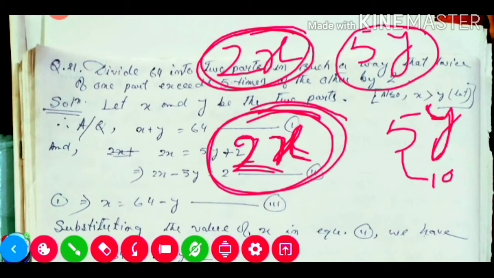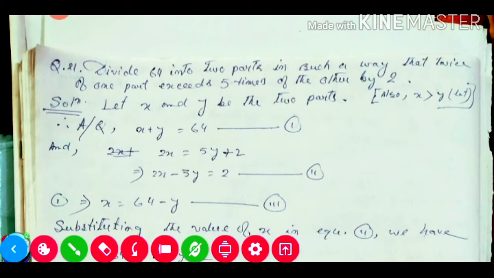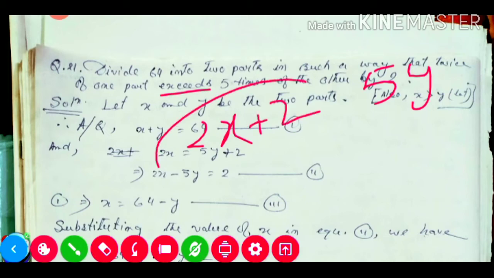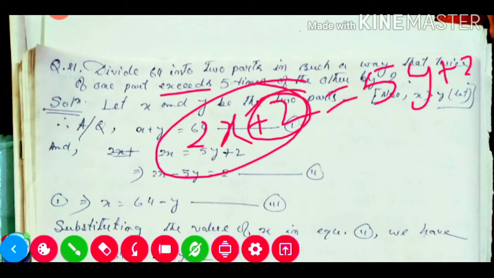That time this part will be 2 less, not 2 less, what is told here, exceeds, that means 2 more will be. So this 2 more, 5 times, then this one will be about 2 more. So this 2 more, if we add here too, it will be bigger than this one. So we need to add 2 with 5y plus 2. So both sides will be equal that time.